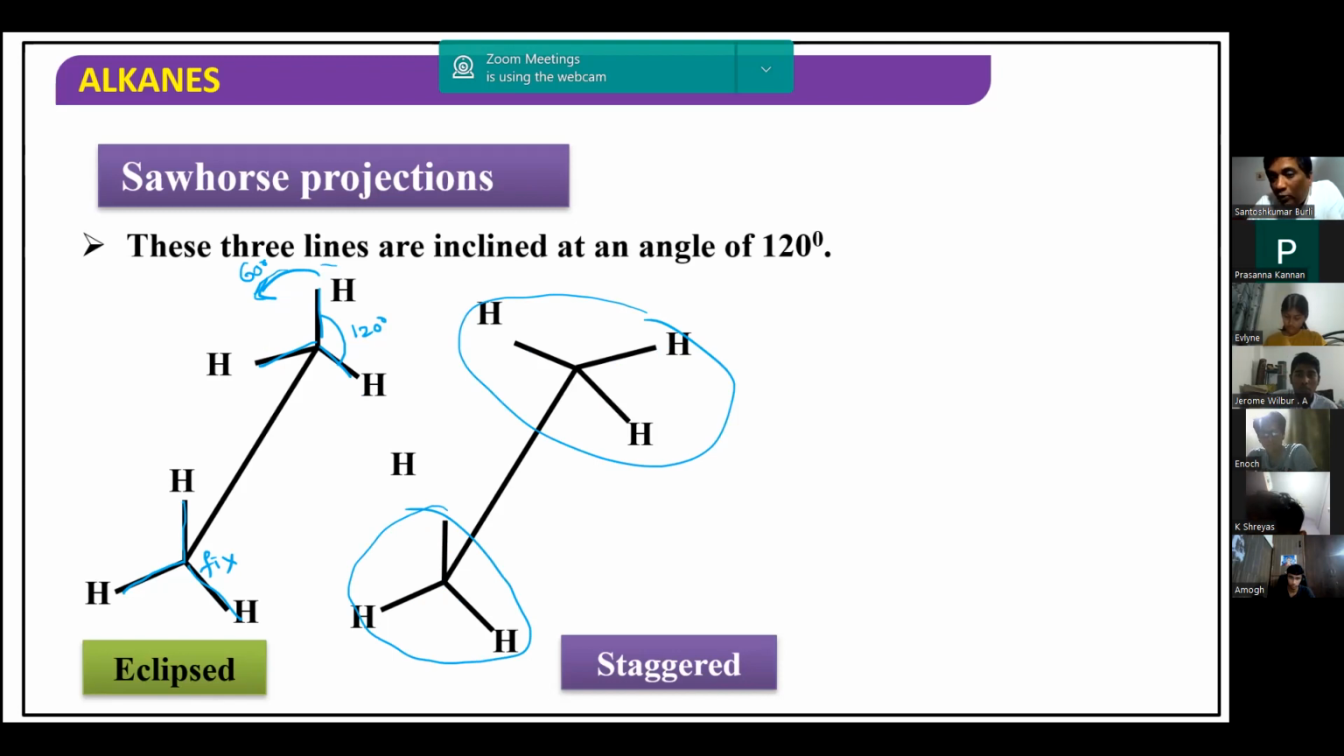So it is very important to understand the eclipsed and staggered conformation. Now, can anyone tell me, between eclipsed and staggered conformation, which is the more stable conformation and why? Quickly.